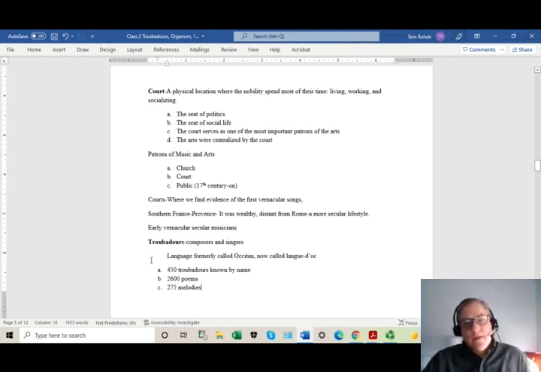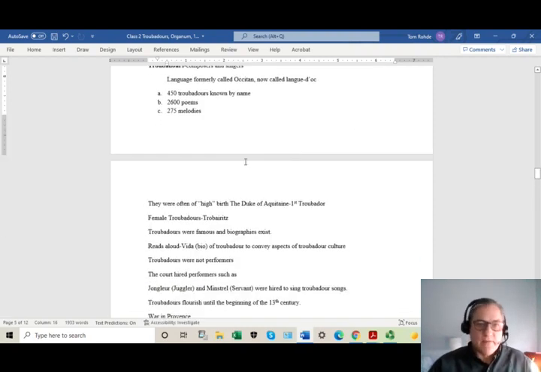In the court setting, we get these noble musicians called troubadours. They are composers and singers. They are of noble birth, and they wrote a lot of songs. Usually they were educated, so they could write their poetry down. Most of these songs that the troubadours wrote, we have in text form, but some do actually have melodies. So there's some evidence of that.